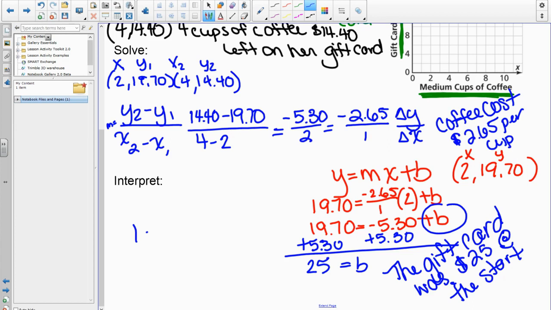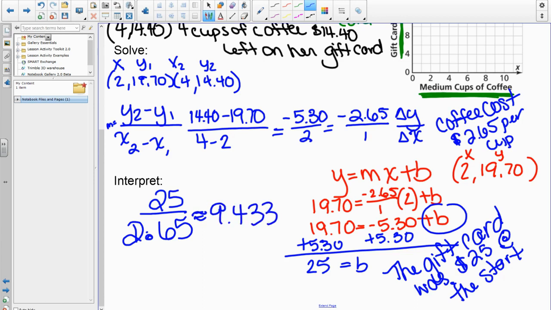Anyway, the question is how many cups of coffee? So mathematically, and we're going to get away from slope and y-intercept, we're just going to mathematically think of this. If I have $25 and each cup equals $2.65, then I'm going to take 25 and divide it by $2.65. And that is going to give me the value of how many cups of coffee, which actually does not come out even. So I'll put approximately 9.433 and so forth.